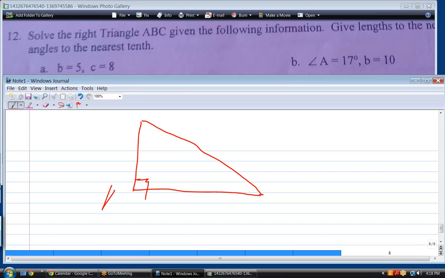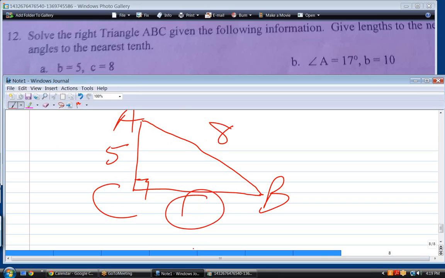I think they mean this, which would mean little b would be opposite angle big B. So little b would be 5, little c would be 8. In other words, they're giving us the two short sides. But I'm not positive, because what if they've labeled this triangle and they haven't really been specific? What if it's this? That would still be triangle ABC, only then this side would be 5 and that side would be 8, and it would give us a different answer for the third side.